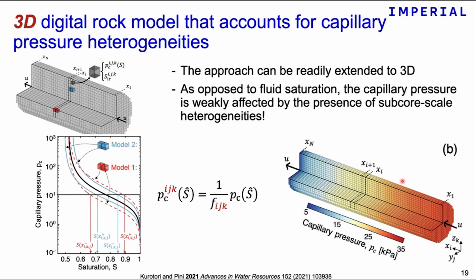Another important feature of the method is that it can be easily extended to 3 dimensions. And this is because, as opposed to the fluid saturation, which is highly sensitive to heterogeneities, the capillary pressure itself is weakly affected by these heterogeneities. This means that if you were to plot the capillary pressure profile in the sample, you would see a very uniform distribution of the capillary pressure at every single location. So this means that you know the capillary pressure and you can simply, therefore, extend the method to obtain a scaling factor for each individual element in your rock sample.